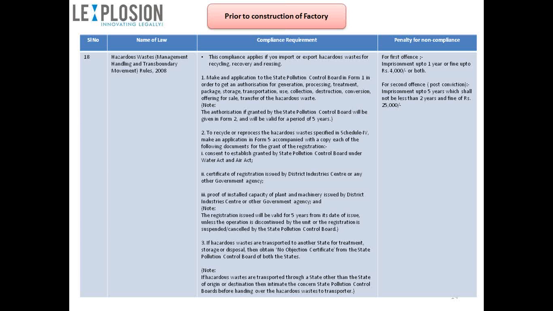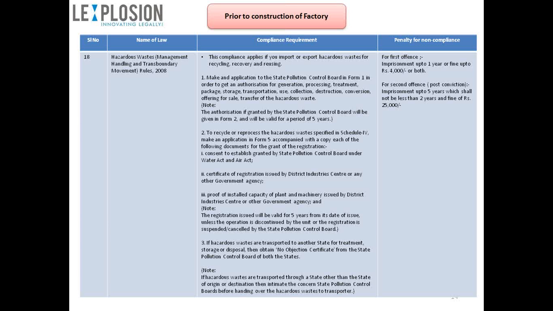You need to ensure that if you're transporting hazardous waste to another state for treatment, you obtain a no objection certificate from the State Pollution Control Board of both the states. But in the case of the transit state, the state through which the hazardous waste is being transported, you don't require an NOC, but you need to intimate the concerned Pollution Control Board of that transit state that you are transporting hazardous waste.